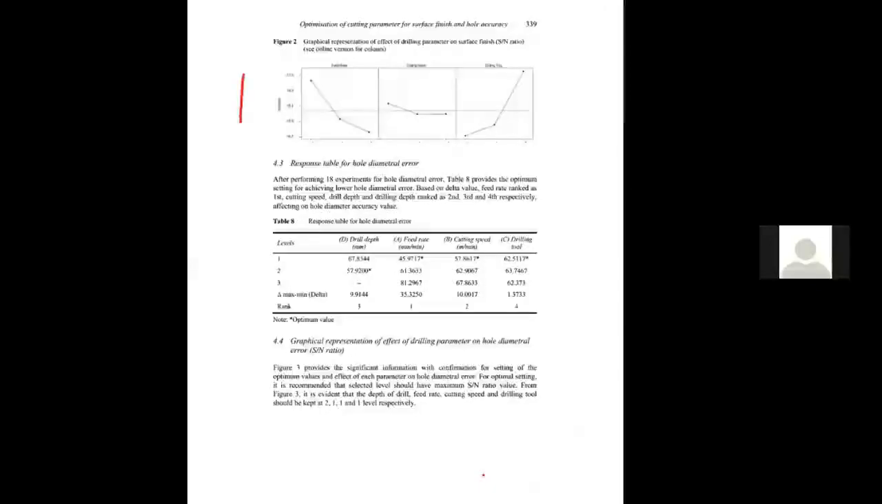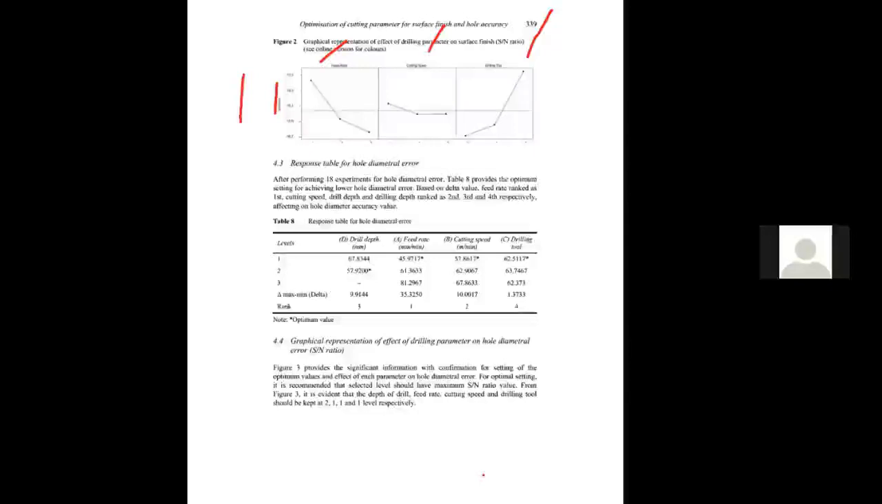Now the first is feed rate, the second one is cutting speed, and the third one is the type of tool. Here I have plotted the S by N ratio. In every aspect I have told you I want the SN ratio to be higher. It could be smaller is better or larger is better, but I want the SN ratio to be higher because I want maximum signal, minimum noise.